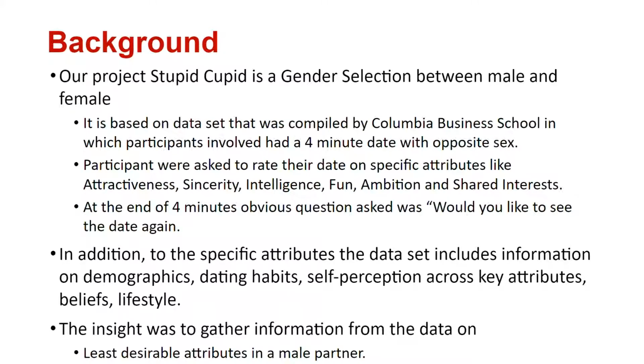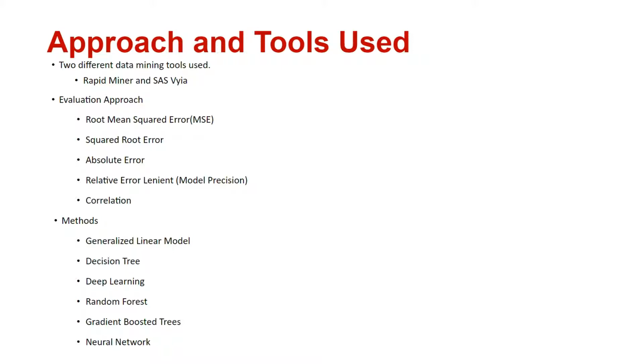The approaches and the tools we've used were mainly two data mining and machine learning tools, which are RapidMiner and SAS Viya. The evaluation approach that we used on all of our models was the root mean squared error, the squared error, and the absolute error, and the relative error, which is kind of our model precision, and the correlation coefficient in the ML model.